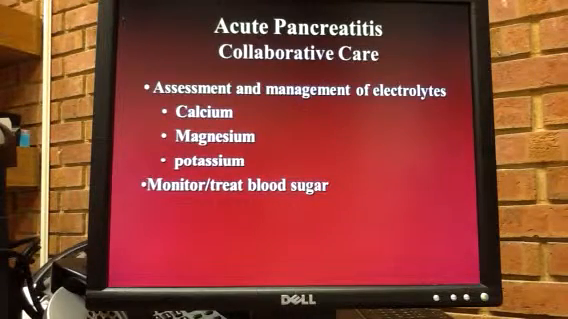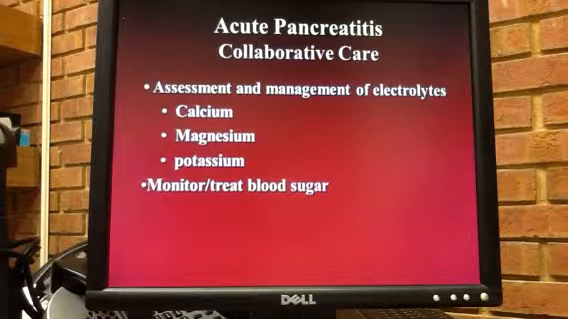Manage your electrolytes. Calcium and magnesium are needed. Remember that frequent vomiting or gastric suction can cause losses of sodium and chloride and potassium, but potassium may be elevated if there's tissue destruction. So potassium, you just kind of have to play it according to the electrolytes. We're going to monitor and treat blood sugar.